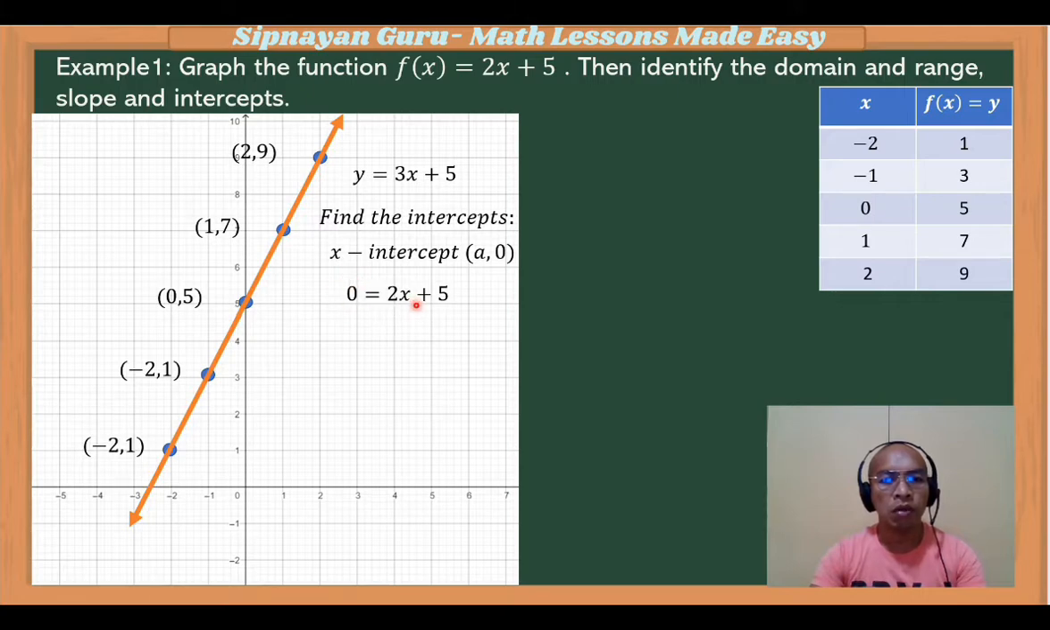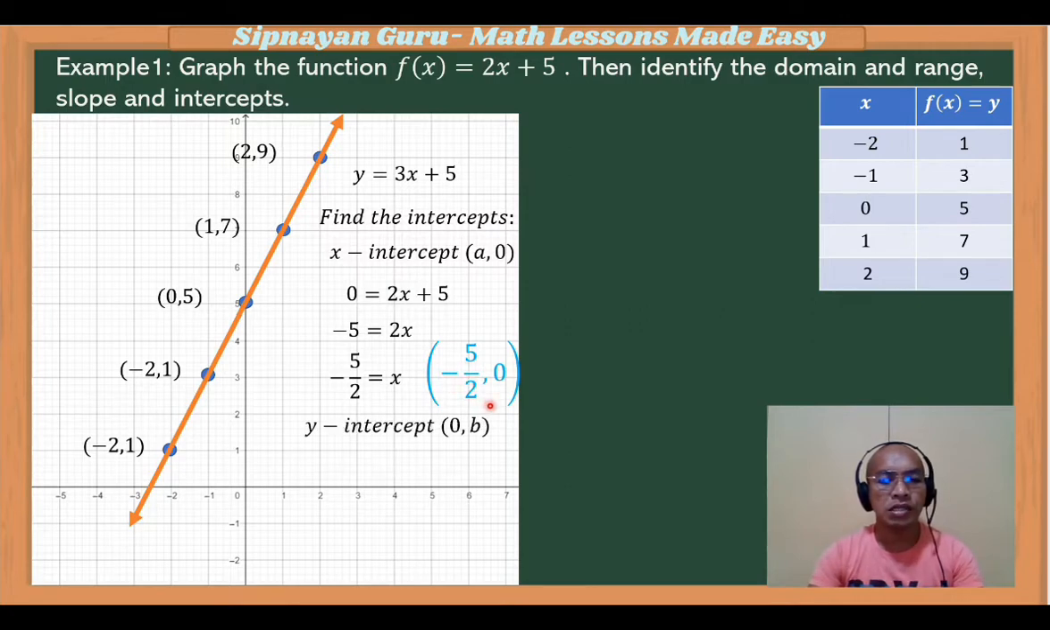This will be 0 equals 2x plus 5. Then simplify, transposing negative 5 by the addition property of equality. Divide both sides by 2. So our x is negative 5 halves. The x-intercept is negative 5 halves and 0.